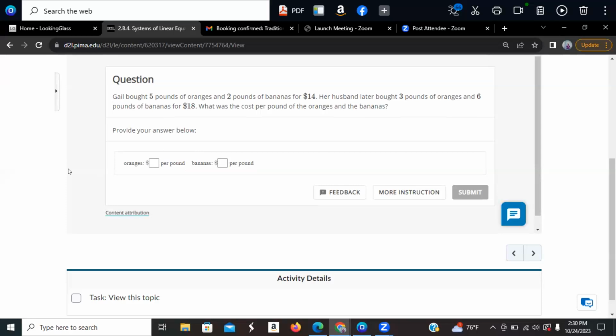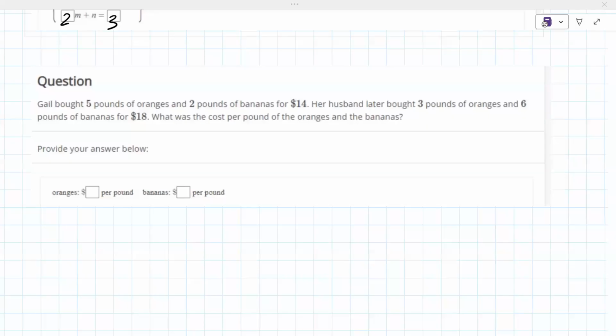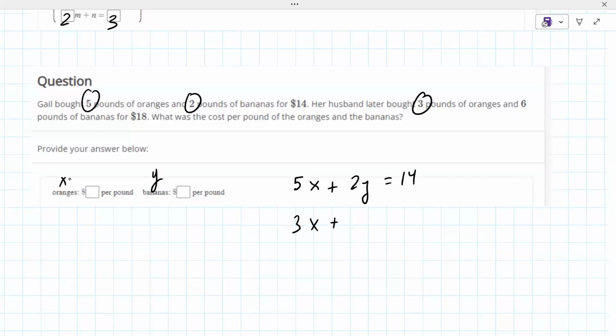Let me go ahead and share my screen now, and we'll take a look at this together. That's an important thing to remember for the test there. So this is X, this is Y. So we have 5 pounds of oranges, 5X, and 2 pounds of bananas, 2Y equals 14. Three pounds of oranges, 3X, and 6 pounds of bananas, 6Y equals 18.